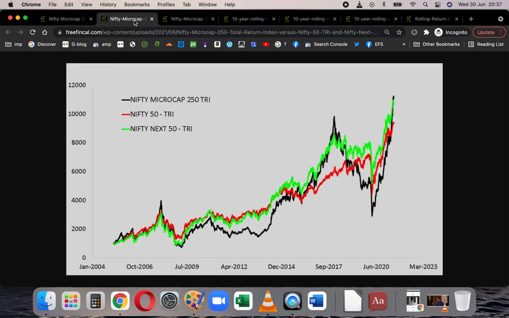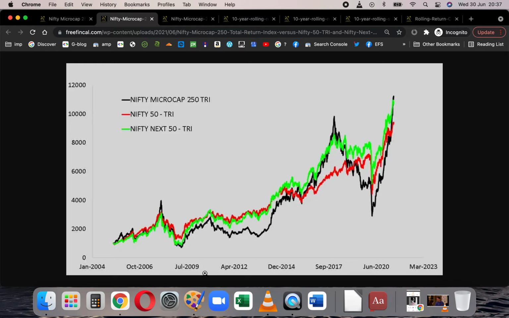So the black line is the Nifty Microcap index. It's compared with the Nifty 50, which is in red, and the Nifty Next 50, which is in green. All index data are total returns index, which means all dividends are included. So you can obviously see that the microcap index has been quite volatile.